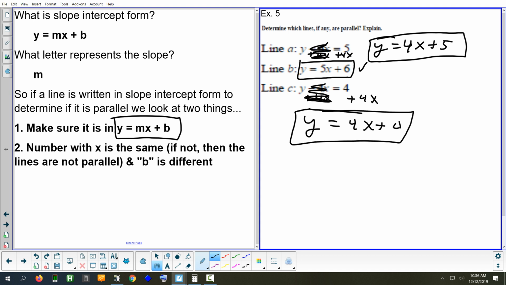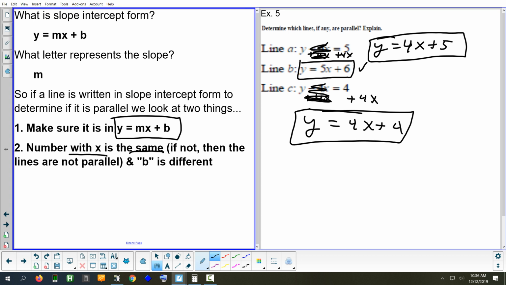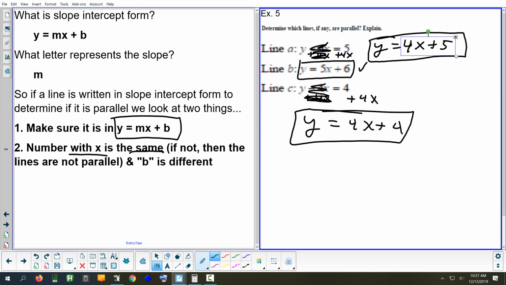So now, look at the 3 equations in the boxes. You're trying to figure out if any of them are parallel. How come A and C are parallel? Because they both have the same slope. Same number with x. So yep, same slope. And what else do they have? Different y-intercepts. One's a 5, one's a 4. So A and C are parallel.